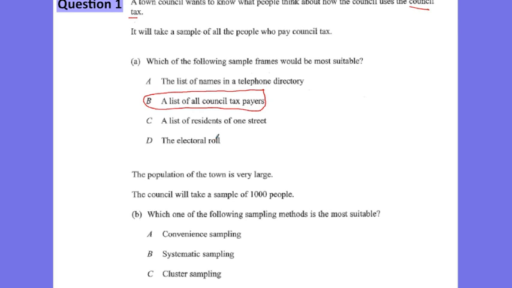Now the population of the town is very large. The council will take a sample of 1,000 people. And we're asked which of the following sampling methods is most suitable. Now, convenient sampling is not suitable, and neither is cluster sampling. In this case, systematic sampling is going to be the most suitable way to get a sample of 1,000 people to ask about the council tax.